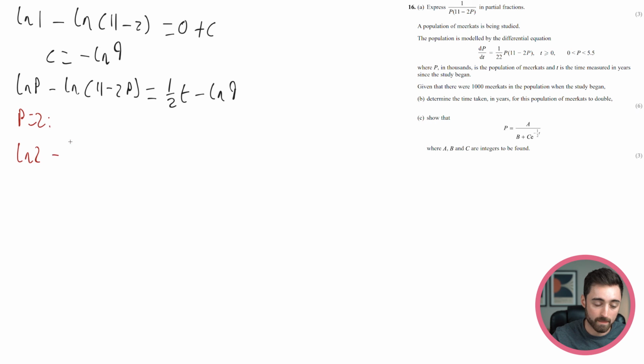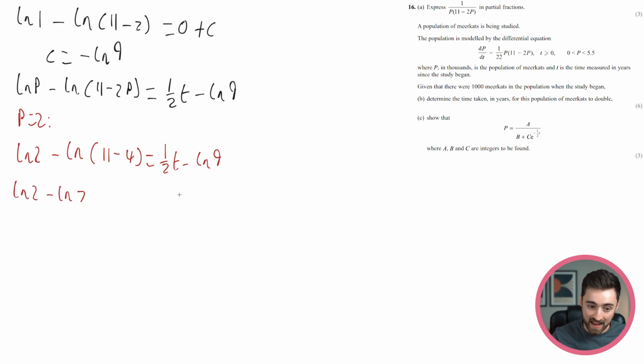ln 2 minus ln of 11 minus 4, 2 times 2, is equal to a half t minus ln of 9. Okay. So what we're going to get, ln 2 minus ln 7, I'm going to add that, so I'm going to get plus ln of 9 equals a half t. Let's get these lns together. Technically, we can go to our calculator, but I want you to practice your log laws.